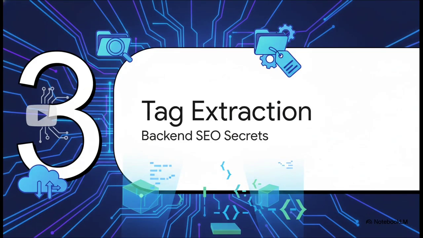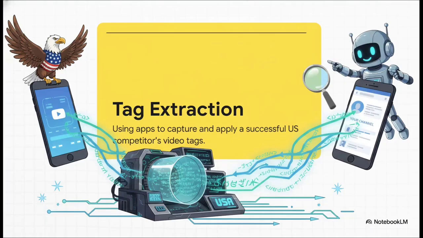Next up, section 3, tag extraction. So what's really fascinating here is this back-end SEO secret. The process is actually surprisingly simple. You just find a successful US channel in your category, copy the link to one of their top-performing videos, and paste it into a specialized tag extraction app. Yep, according to our source, there are apps built specifically for this. It basically pulls back the curtain so you can capture their exact hidden ranking tags. Then, you just take those proven keywords and inject them straight into your own channel settings. Doing this practically forces the algorithm to associate your brand new channel with their huge established audience.